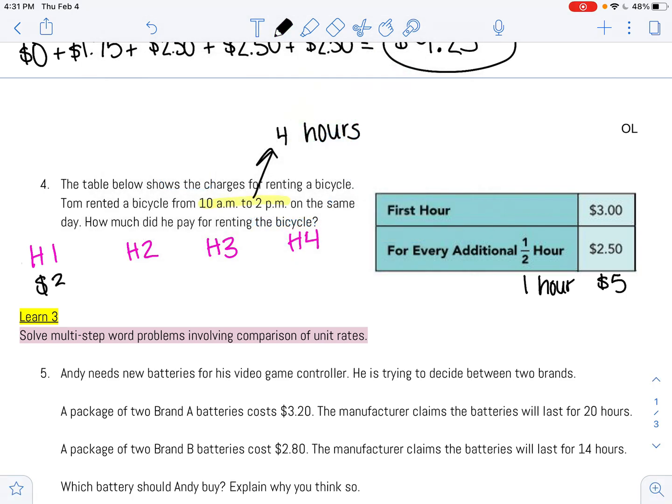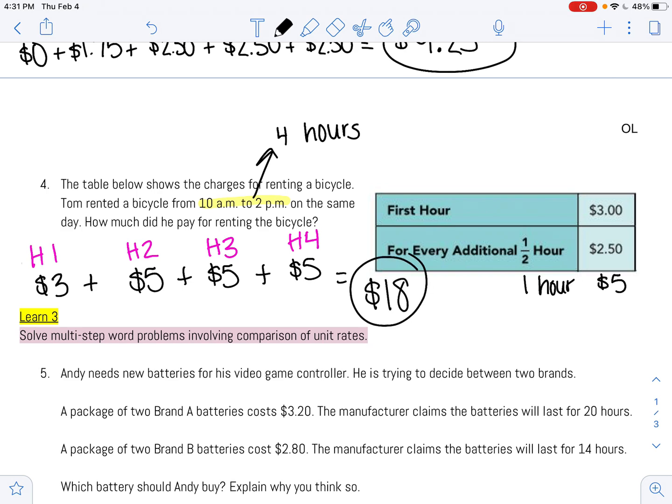It was $3 for the first, $5 for the second, $5 for the third, and $5 for the fourth. Again, we're finding a total. We want to add all of these together. 3 plus 5 plus 5 plus 5. And when we add all of these together, we get $18. So Tom had to pay $18 for renting the bicycle.